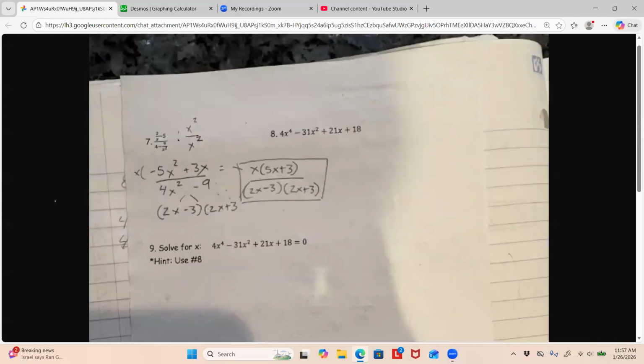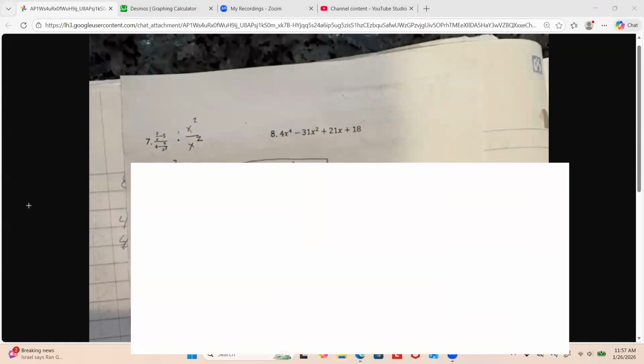And again, this is just kind of a random paper that one of my Algebra 2 students has sent over, and I'm looking at number 7. We have a rational expression of 3 over x minus 5. Let's go ahead and put that over 1 to make it look like a fraction. And on the bottom, we have 4 minus 9 over x squared. Let's go ahead and put the 4 over 1.